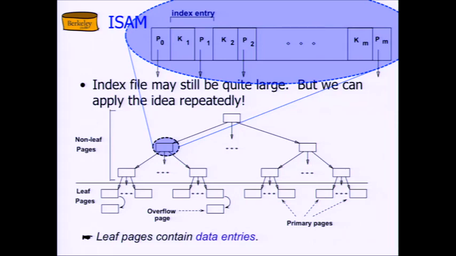It's going to have a set of index entries, key, comma, pointer. So K1, P1, that pair is an index entry. All right? And it says that everything, if you follow pointer 1, will be K1 or greater. Right? And everything, if you follow pointer 2, will be K2 or greater. Right? So the things between key 1 and key 2 are down P1, and so on. Right? So those are the index entries, and that's the structure of a non-leaf page.